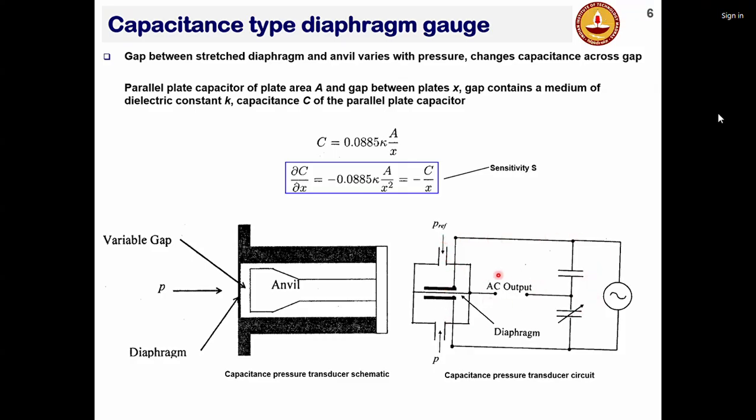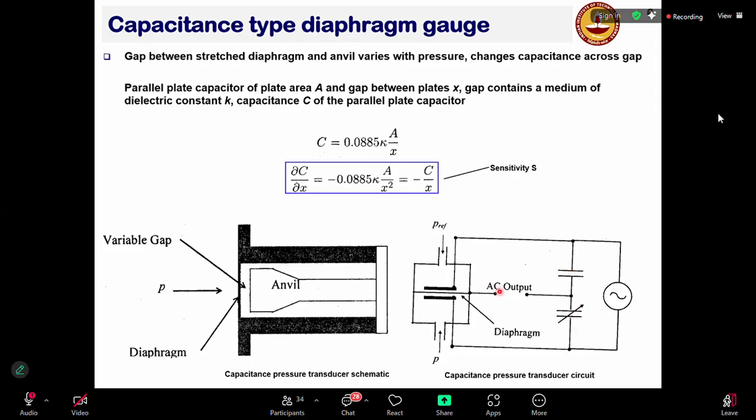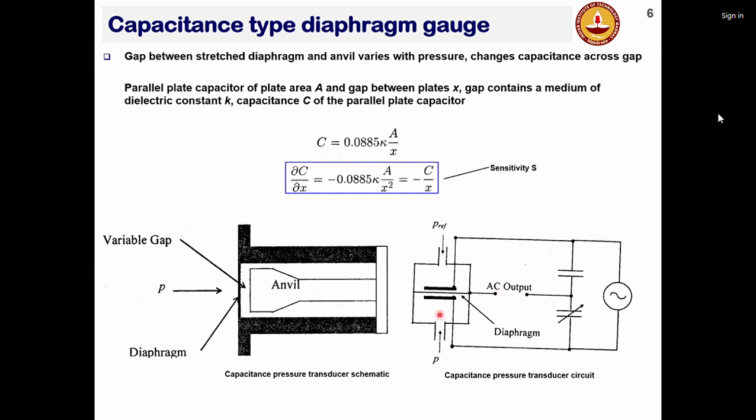the output is made to be zero, because here there is a variable capacitor, and because the capacitance on both sides is going to be equal, the current will be zero and the output will be zero. Now, when this chamber is connected to the source pressure and the diaphragm deforms, the capacitance on the top side and bottom side will be different. So the capacitance here and the capacitance here will be different.